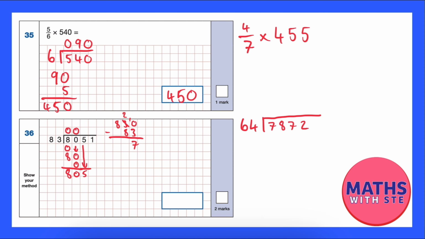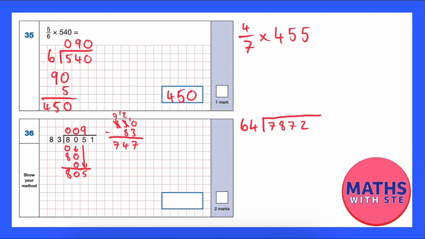2 take away 8 can't do. Borrow from the neighbour, and then that's going to be 12. 12 take away 8 is 4. And then you drop down your 7. So what I know is that it's going to go in 9 times, because 9 times 83 is 747. So I can say this is going to be 9. Okay, cool. 9 times 83 is, as we just found out, 747.